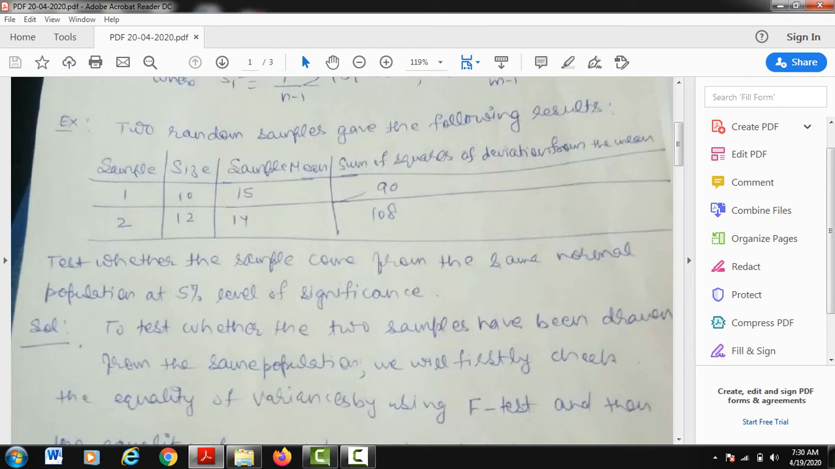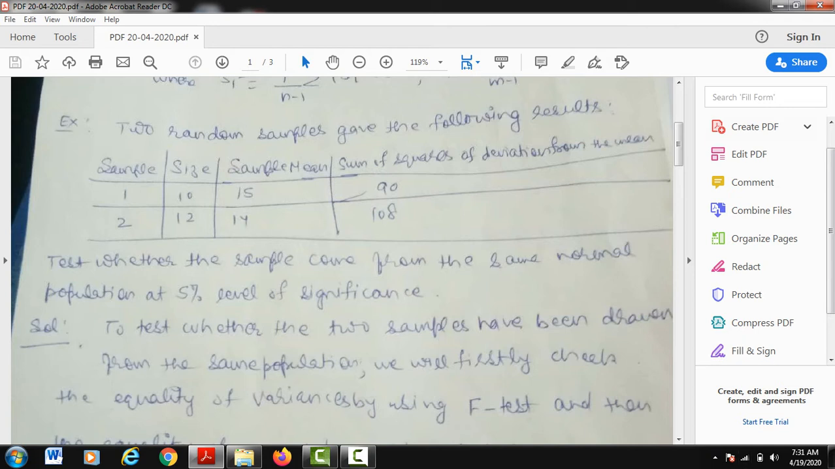So both the samples are having size less than 30. So we are dealing with the small sample test. We will either apply t-test, f-test or chi-square test. The z-test is exempted over here because the sample size is less than 30.